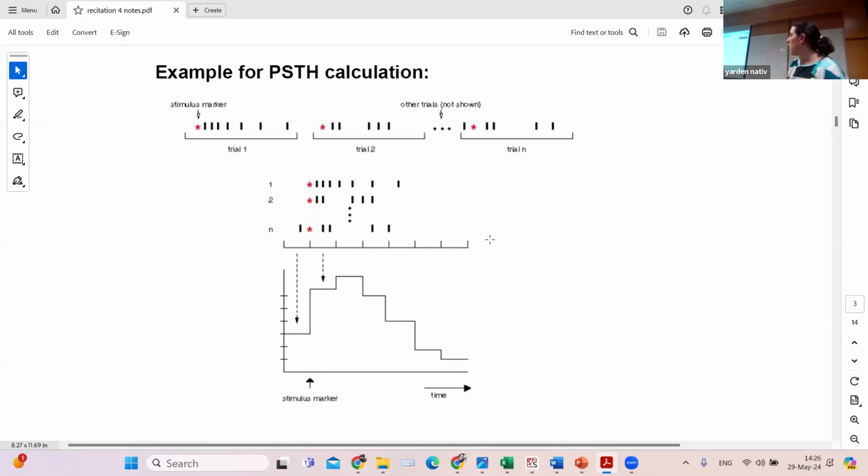Oh, and PSTH, by the way, another important thing about it is that you don't calculate the firing rate for each trial and then average between them. You only make this histogram like here, where you count the number of spikes within each bin, and then, for example, you can smooth it. Okay, so you keep it as raw as possible.